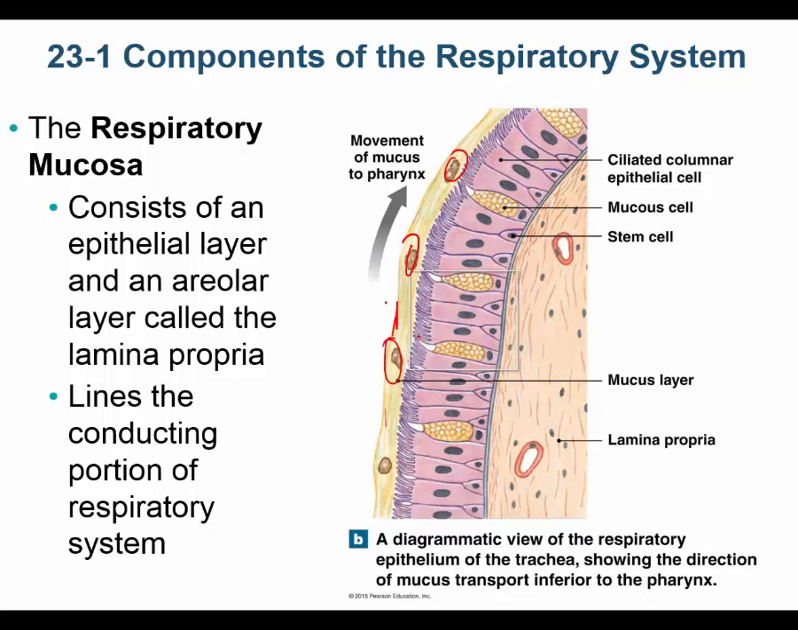I don't see the word here anywhere, but I'll write it for you. It's called the ciliary escalator. Ciliary escalator. That's supposed to be a Y, by the way. Doesn't really look like one, but it will now. Ciliary escalator.